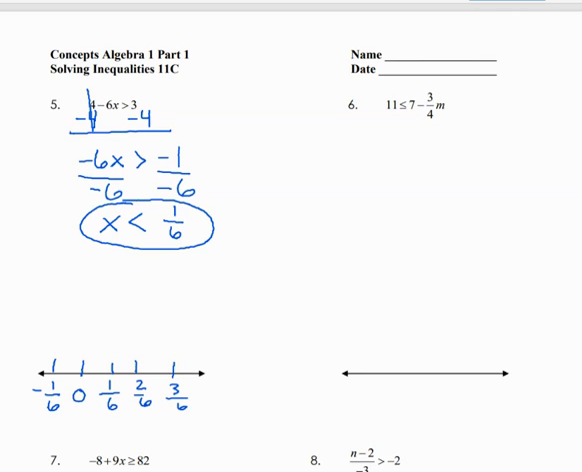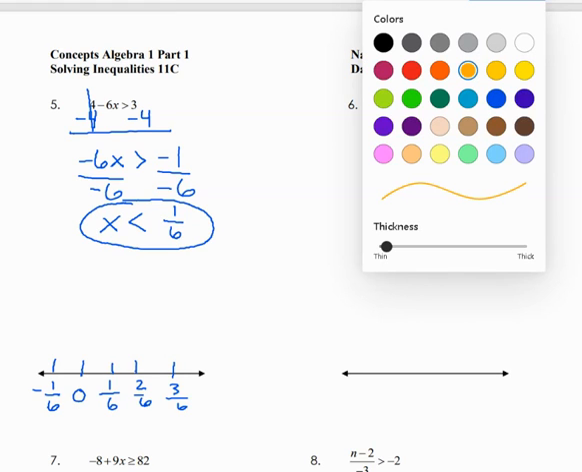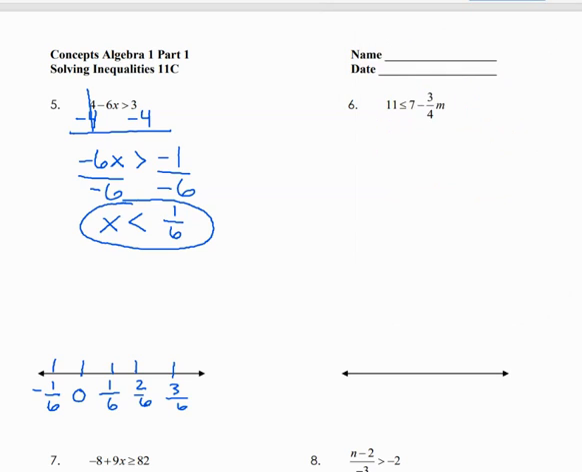Okay, is everybody okay with number lines with fractions? Remember not to hesitate to just chime in if you're confused. Open circle on 1/6. And again, we flipped that symbol, so it's a less than. So to the left. Any questions?